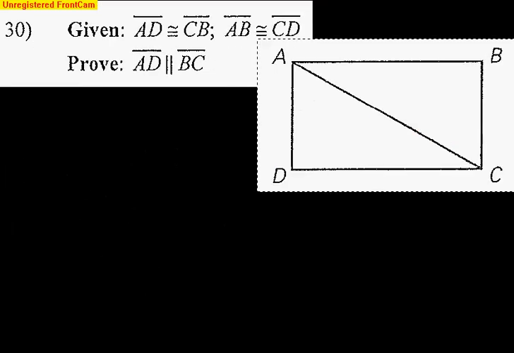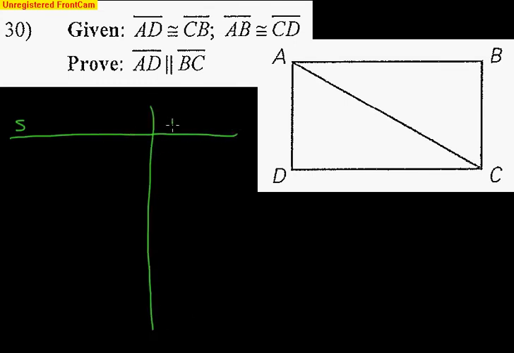Okay, back in business with number 30 here. Alright, the next proof. So we'll create our statements and our reasons all the way down. And we'll start with the given information as always. Segment AD is congruent to segment CB. Segment AB is congruent to segment CD. That's all given to us.